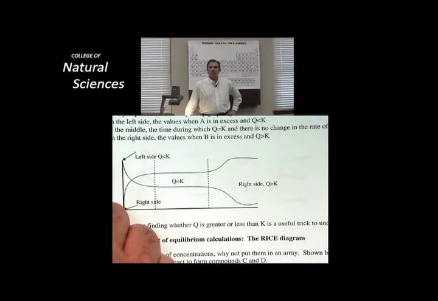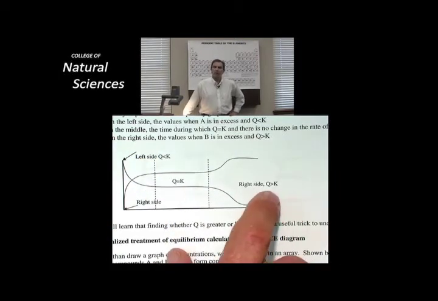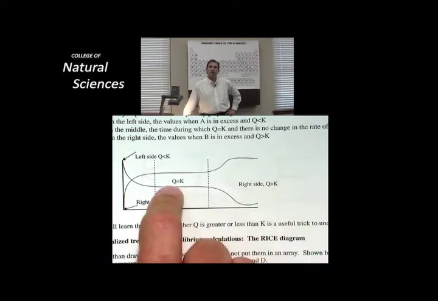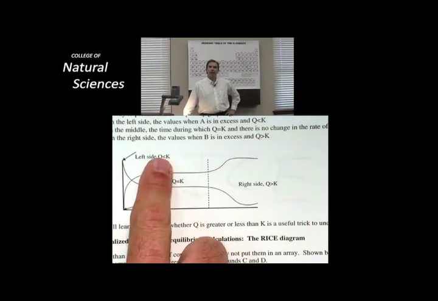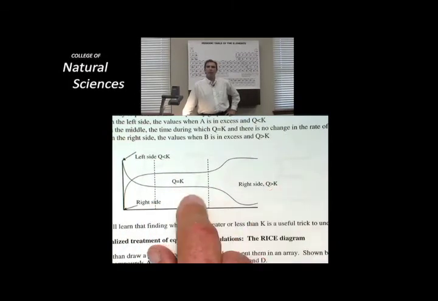By looking at that ratio, you will always notice that if you have more stuff on the left side than on the right side, then Q is going to be less than K. And that means the reaction necessarily has to move to the right. If you have more stuff on the right side than the left side in that ratio relative to K, then the reaction has to move to the left. So you have this nice little sort of rule of thumb here. Q less than K, move right. Q greater than K, move left.